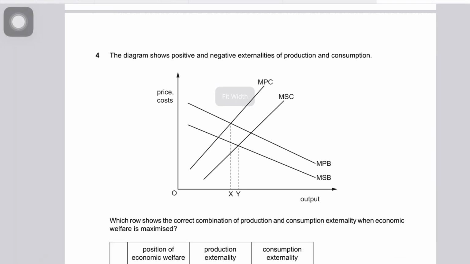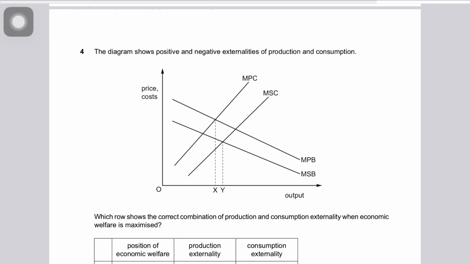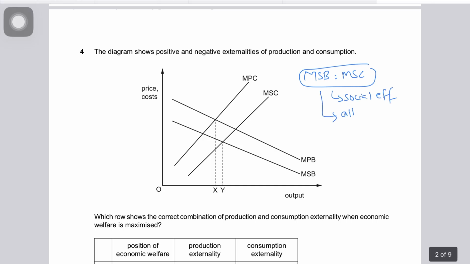Firstly, they're asking you at which position economic welfare would be maximized. Economic welfare would be maximized at the point where marginal social benefit equals marginal social cost. This is the point where you achieve social efficiency and maximize social welfare. You can also say this maximizes allocative efficiency from society's perspective. You're internalizing all the externalities that were not being factored in before. Society is maximizing all the gains and there are no welfare losses, they're all eliminated.